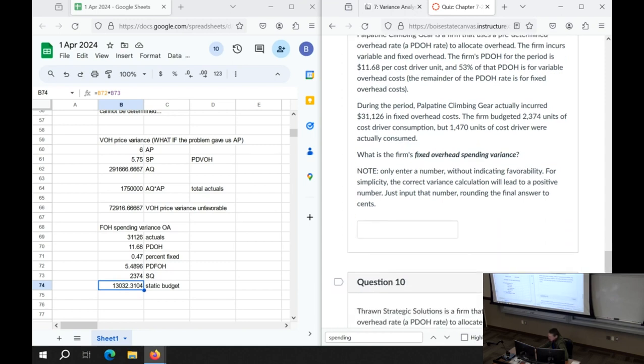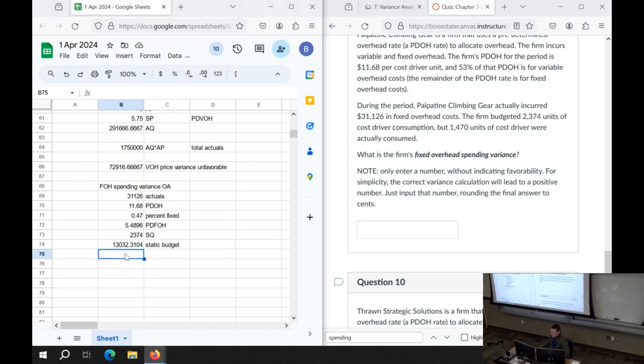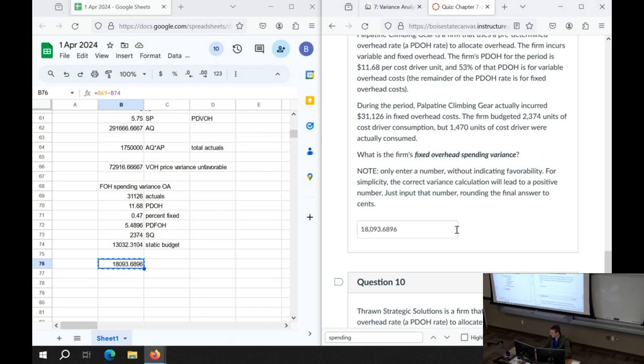No, that looks right to me. All right, so we can take the actuals and minus the static budget, and that should be our answer for this kind of question. Let's go paste it over. I can round it to cents. I don't think it counts me off if I just leave the number unrounded. In fact, let's double check that.